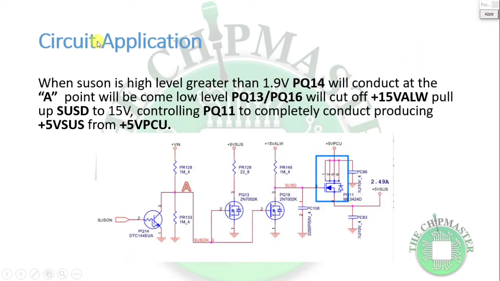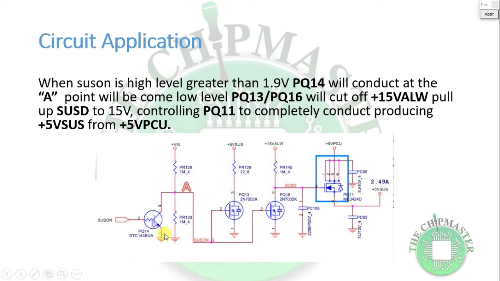let's take a look at another one. So this is a circuit application of a switch MOSFET. Right, switching, as you can see, when source on is high level, so this is source on coming in, right, which is greater than 1.9 volts. As you can see, this is another transistor. This is a transistor, this is not a MOSFET. No, as you notice the symbol, right, the diagram here, which is an NPN transistor. Sorry, this is an N channel transistor.